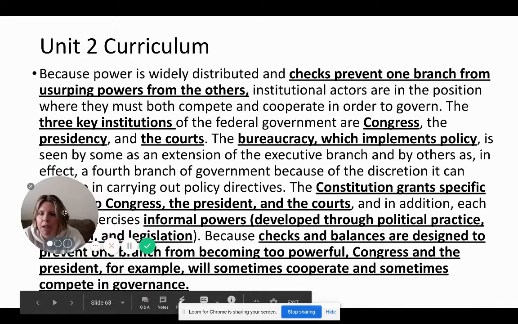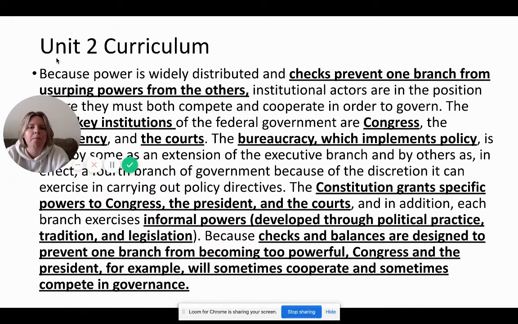Sorry, let me move my deal so I can read the rest. Cool. Because checks and balances are designed to prevent one branch from becoming too powerful, Congress and the president, for example, will sometimes cooperate and sometimes compete.